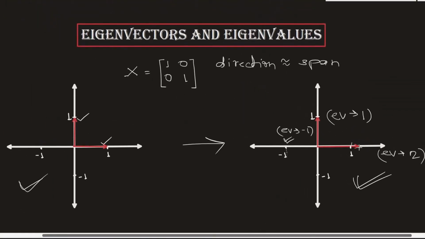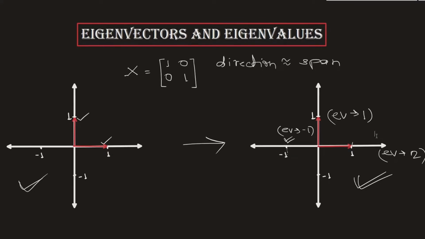Okay, so I hope that the theoretical understanding is pretty much clear around these two topics, eigenvectors and eigenvalues. Now let's quickly jump onto our Jupyter notebook where we can see how these things are working together.